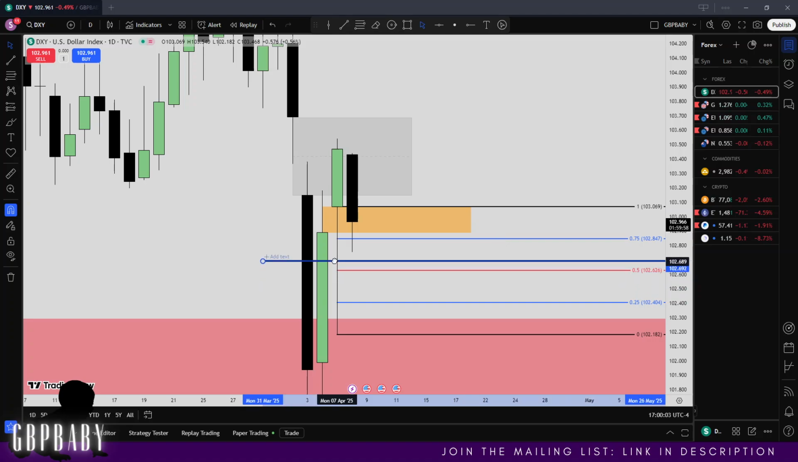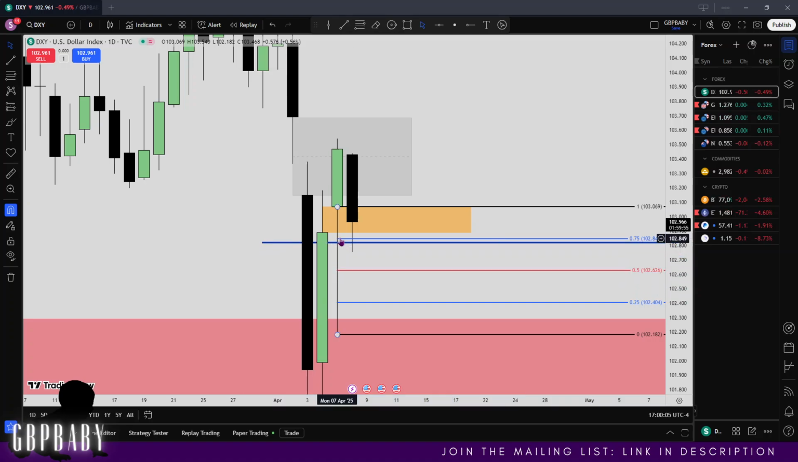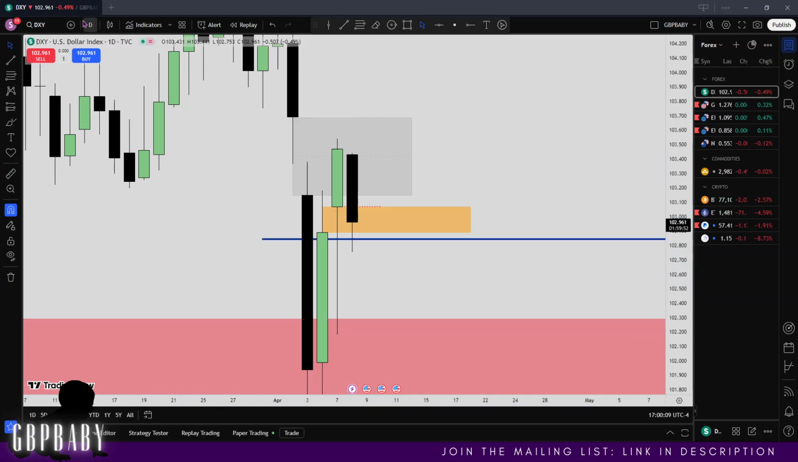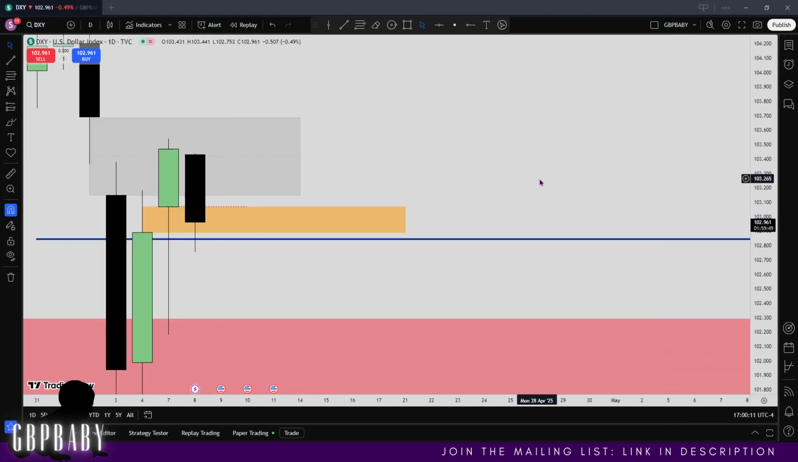So what I might do is actually just move this higher. Let's get rid of this first. Move this higher to the 25% level, delete this, and then we can drop down to the 4 hour and take a closer look.